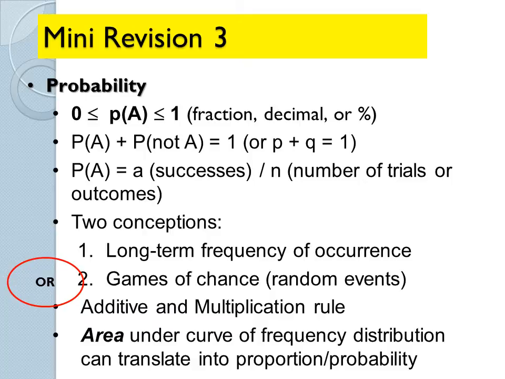The second rule is when you have the word "or". What's the probability that I will draw out a king or a jack? I then take the probability of getting a king and I take the probability of getting a jack and I add them together.